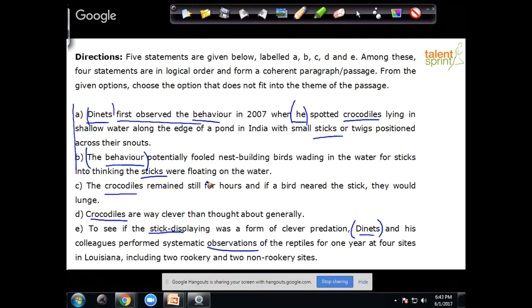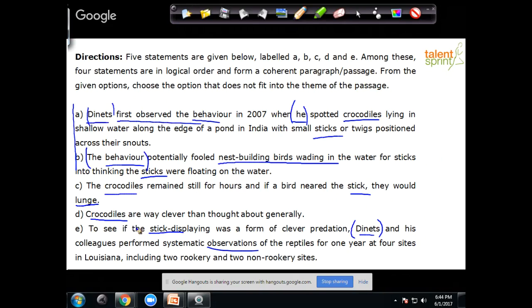So what did the crocodiles do when these nest-building birds came in the water? They remained still for hours. And if a bird neared the stick, again, logical sequence, they would lunge. Lunge means they would move forward, or they would pounce. That's the meaning of lunge.